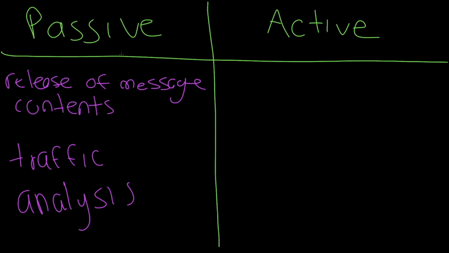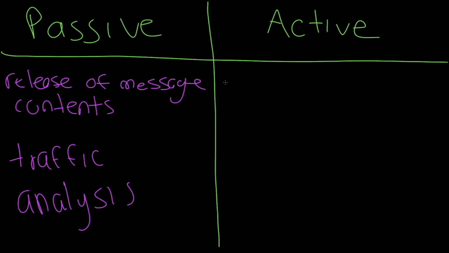So within the realm of active attacks, right, it's the modification of the stream or can even create a false stream of data. So active attacks are more of what we hear about that cause damage, right? They all cause damage, even passive attacks. But active attacks modify the stream of data.